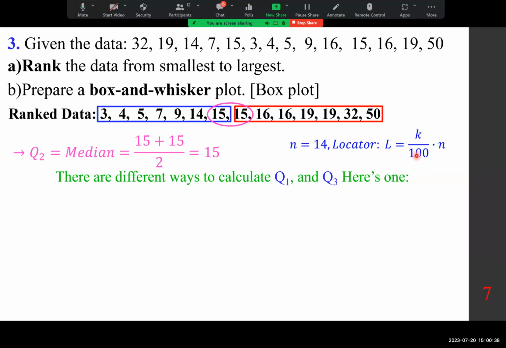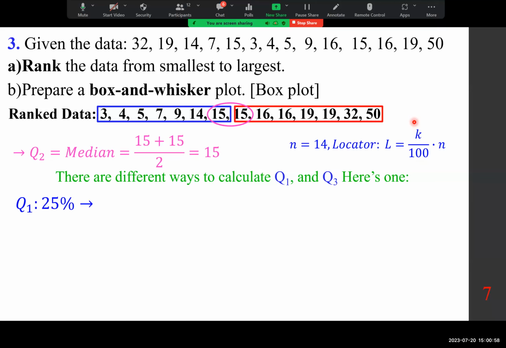So you multiply the 25% by 14. For Q sub 3, what is it? 75%. But the reason we put K over 100 is because it doesn't have to be only Q sub 1 and Q sub 3, it can be any percentile. If they said, what is the 7th percentile, then you change the K to 7 and you calculate it.